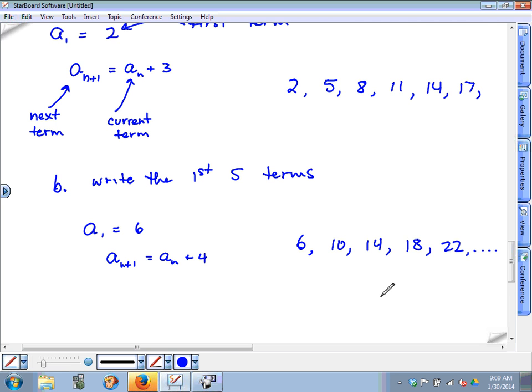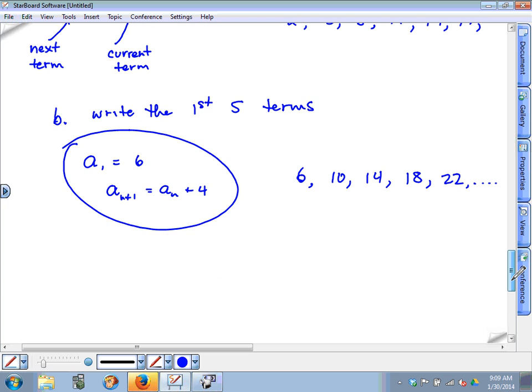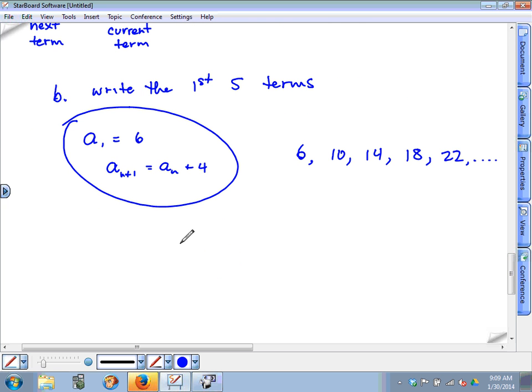Okay? Now, I want to clarify something here real quick. The bell's going to ring in just about a minute. I use this notation because I think it's easier to understand. A lot of textbooks use this notation. Our particular textbook uses this notation, slightly different. Okay? A sub 1 is equal to 6. It still starts the same way. A sub 1 is equal to 6. You can use whichever one you want, really.